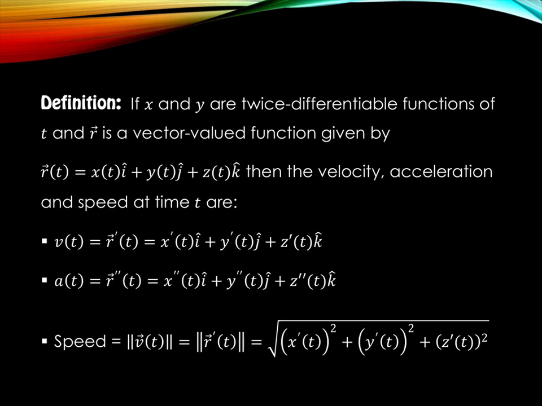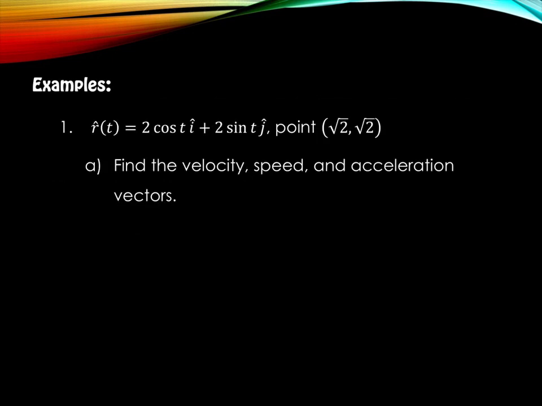So we're going to find the velocity, speed, and acceleration vectors for an example. So we have 2 cosine t i, 2 sine t j, and our point is square root 2, square root 2. And so we're first going to find the velocity vector. So what is the velocity vector? Remember, it's the derivative of position. So what's the derivative of 2 cosine t? Think derivatives. Yeah, negative 2 sine t.